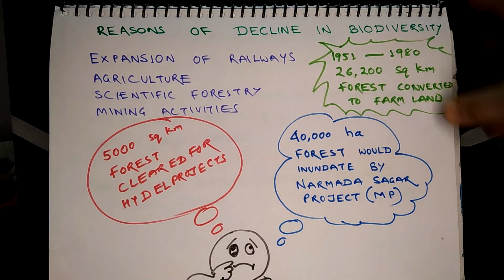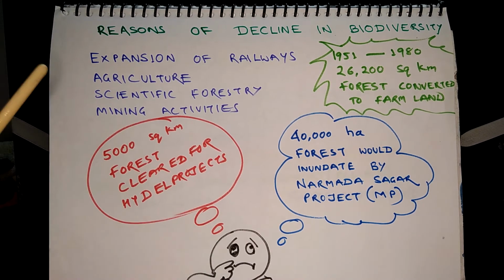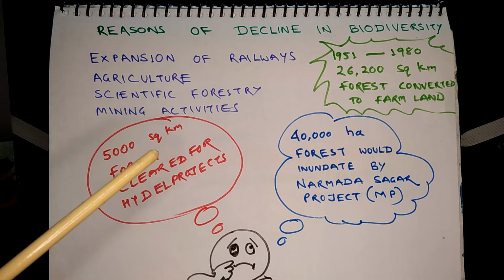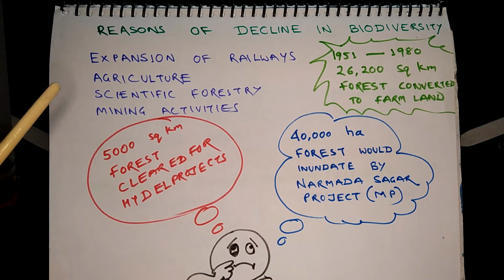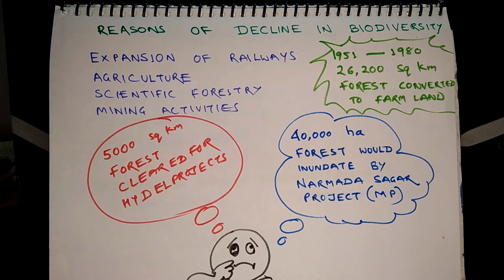So what are the reasons of decline in biodiversity? During colonial rule, the major reason was expansion of the railways. Vast tracts of forest were cleared to lay the railway lines. Then there was expansion in agriculture also. The colonial rulers practiced commercial and scientific forestry. They increased mining activities also, and all of this resulted in forest being cleared. So destruction of forest resulted in destruction of habitat of many valuable species.